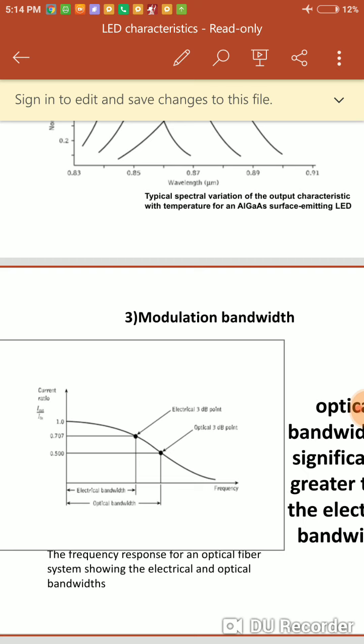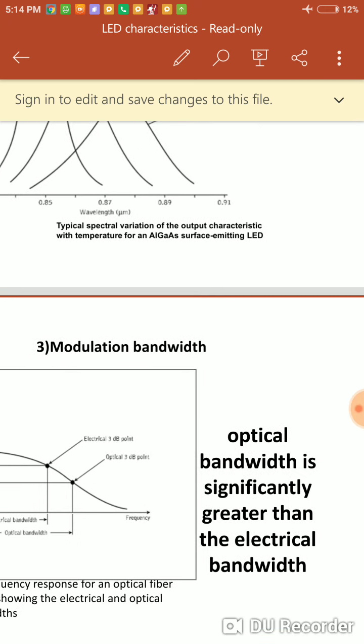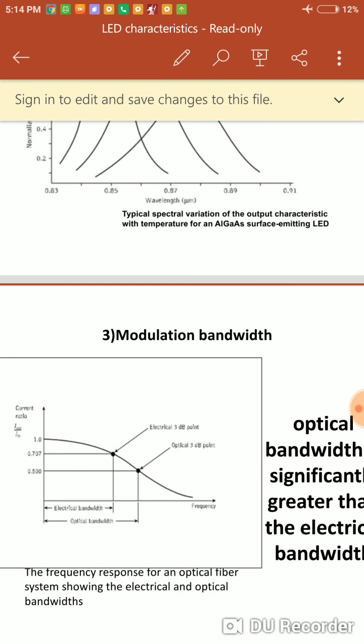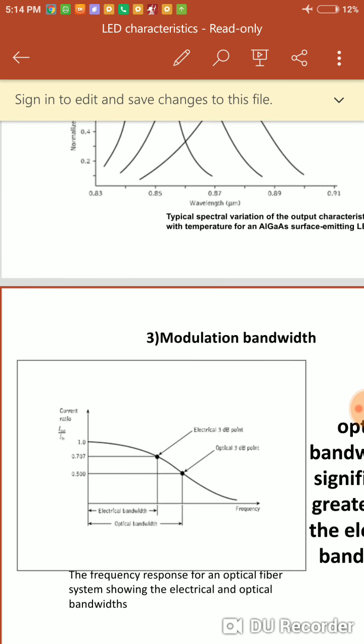Now we are going to see the concept of modulation bandwidth. Bandwidth is the range of highest frequency, or the difference between the highest frequency and the lowest frequency. Optical bandwidth is significantly greater than the electrical bandwidth. That is proved in this particular graph. So we are saying that the optical bandwidth is more as compared with the electrical bandwidth.